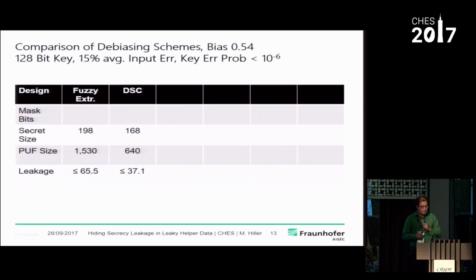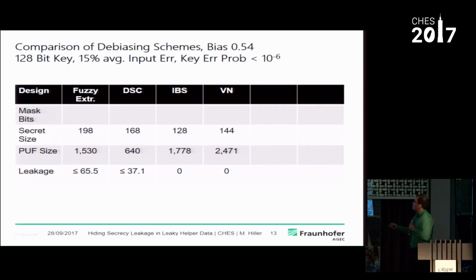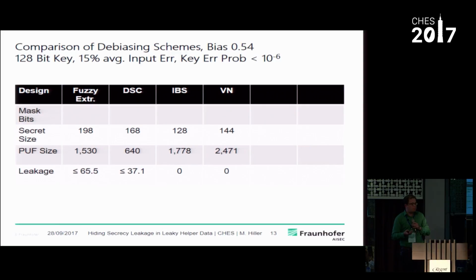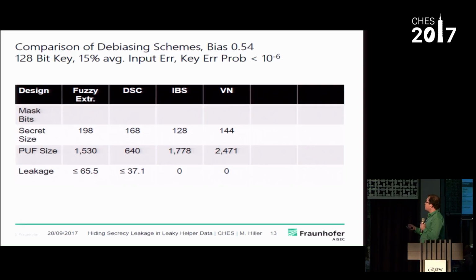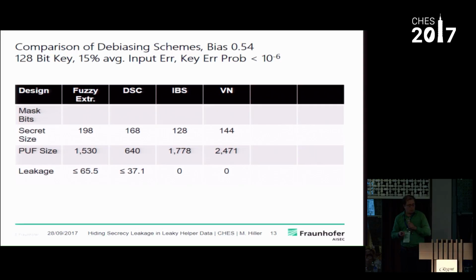And if we go to the debiasing schemes, something you can see here is that we really have a leakage of zero, but we also have to pay a price for that, in the sense that the number of PUF bits required increases. So for example, here we have like 200 more compared to the fuzzy extractor construction, or even 1,000 more compared to DSC, and then the von Neumann construction is even more expensive in terms of PUF bits.